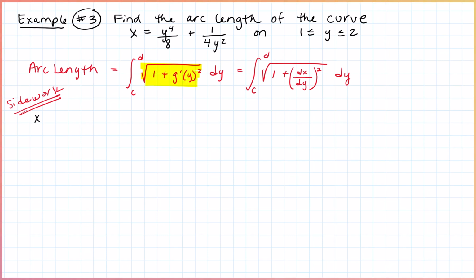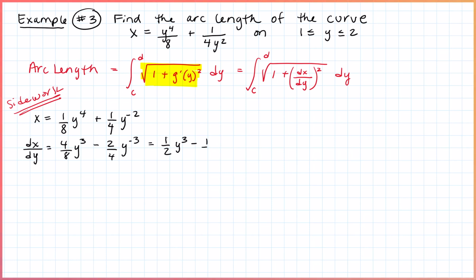So if my function x is, I'm going to write it as 1/8 y to the 4th plus, and I'm going to write this as 1/4 y to the -2nd because we're going to be applying our power rules to take the derivative, so I think it'll help to see it that way. And we want to find the derivative of x with respect to y. We're going to get 4/8 y to the 3rd minus 2/4 y to the -3rd, which becomes 1/2 y to the 3rd minus 1/2 y to the -3rd.